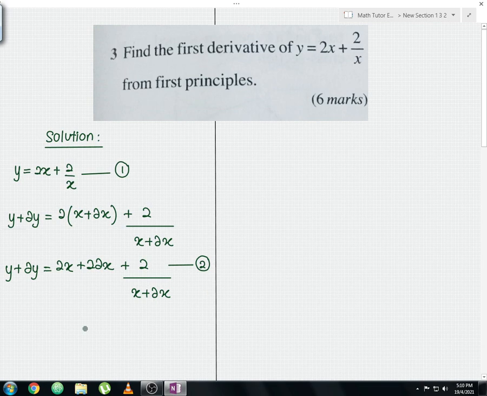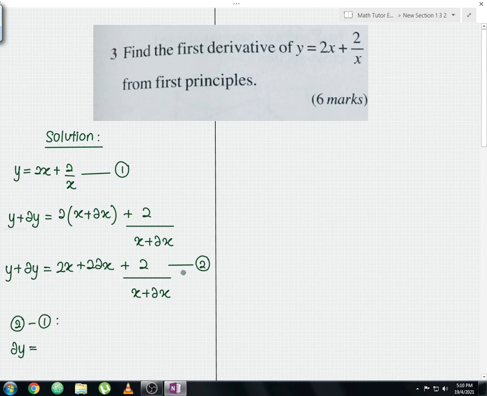For the next step, you're going to subtract equation 1 from equation 2. We're going to start with the left hand side first. Y plus delta y minus y, so you're only left with delta y for the left hand side. Now we focus on the right hand side. The 2x and the 2x we can cancel them out. Let me write this properly, just in case you guys are confused. This is not delta x, guys, this is actually 2x. So 2x minus 2x you get 0.